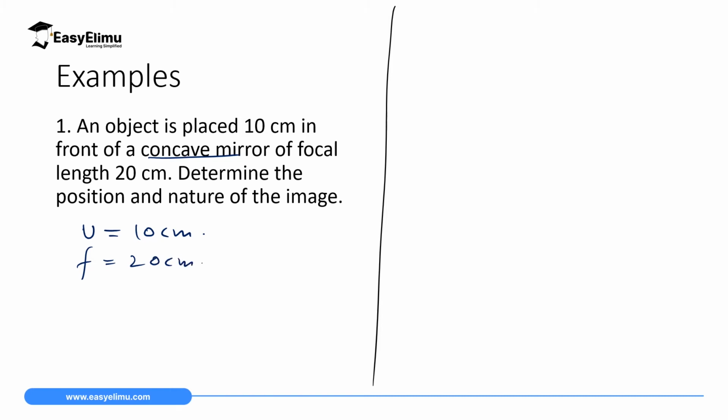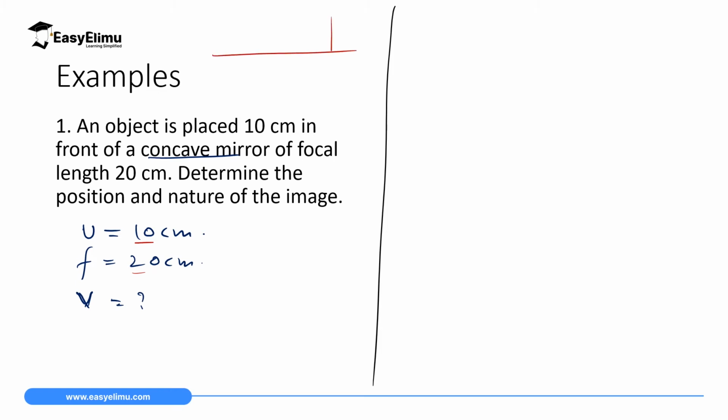Then determine the position and the nature of the image formed. So we are going to determine V, that is what you are going to look for, and then the nature of the image that is formed. Now, without even doing a calculation, we can even predict where the image will be formed. In this case, look at this. The object is placed 10 centimeter in front of a mirror whose focal length is 20 centimeter.